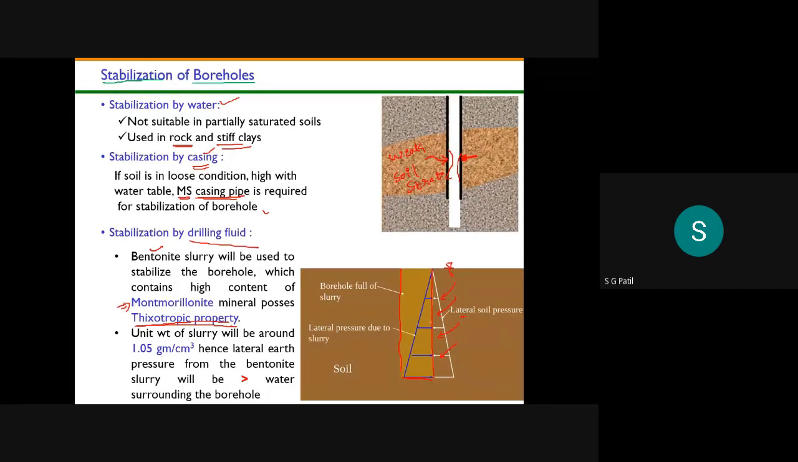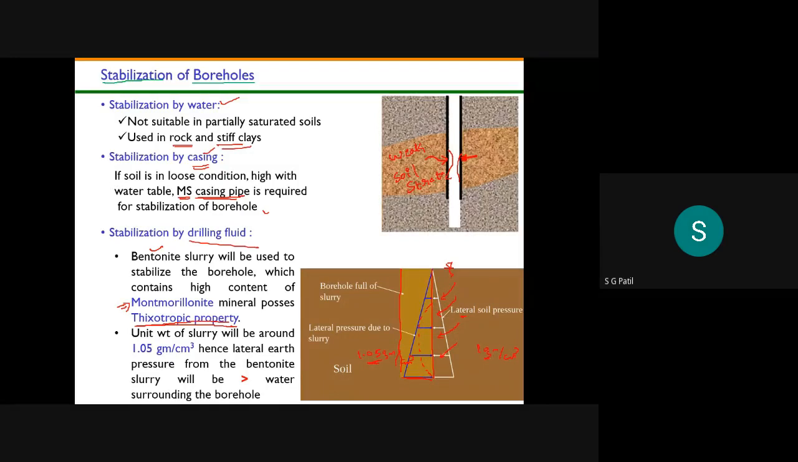So due to that pressure, what will happen? The wall may collapse. To avoid that, what can we do? You fill this borehole with a bentonite slurry, whose specific gravity or unit weight is more than water. The unit weight of water is 1 gram per cm cube, and the unit weight of this bentonite slurry will be around 1.05 gram per cm cube, which is higher than the water.